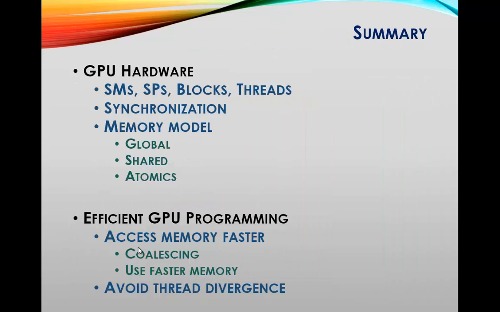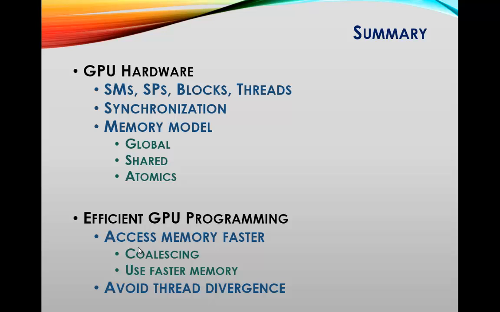Now, to summarize this unit, we talked about GPU hardware. We looked at streaming multiprocessors, special processing units in your GPU, and blocks and threads. We talked about different kinds of memory models: global, shared, and atomic operations within your shared memory accesses. We talked about synchronizing your memory accesses and trying to avoid problems when threads collide, and to solve the problems of wrong calculation because of thread collision.